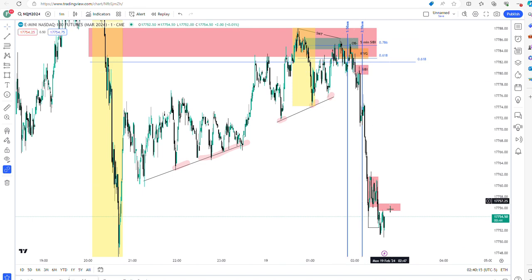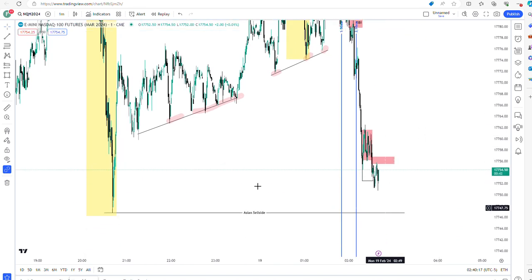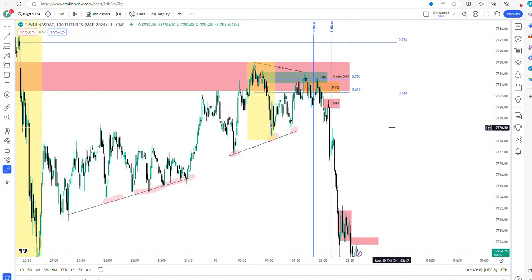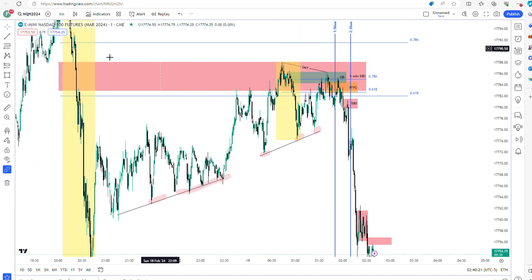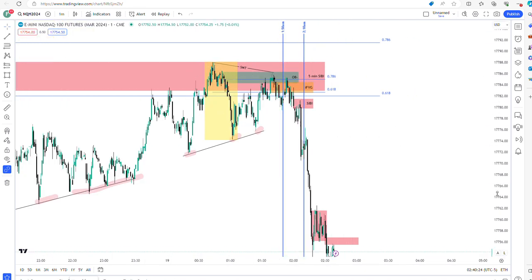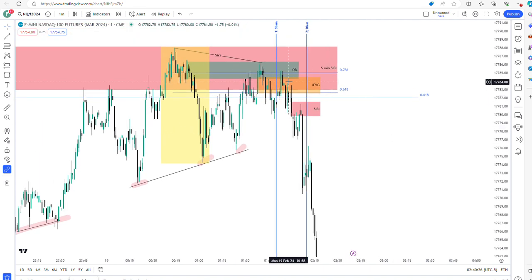When you've had a big run here, just be cautious of taking longs. Make sure your analysis lines up, and always have a clear draw on liquidity, right? Optimal trade entry, many PD arrays here to enter from. So if you don't like the inversion, you can enter from the SIBI or the bearish fair value gap.